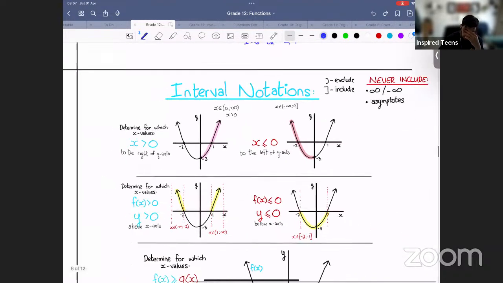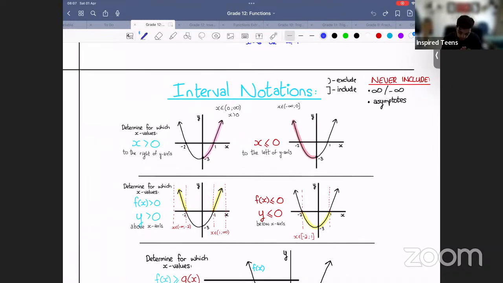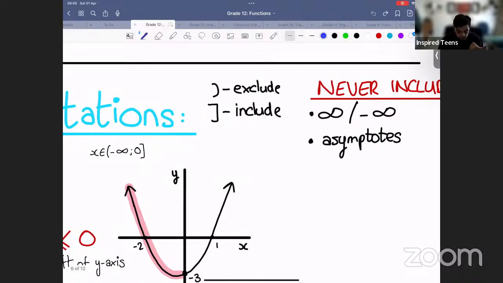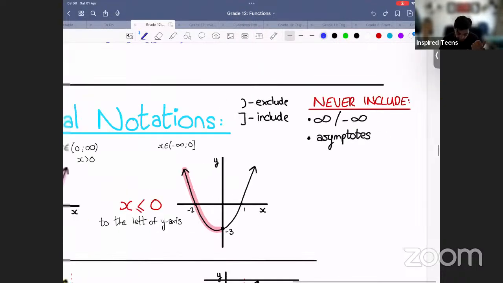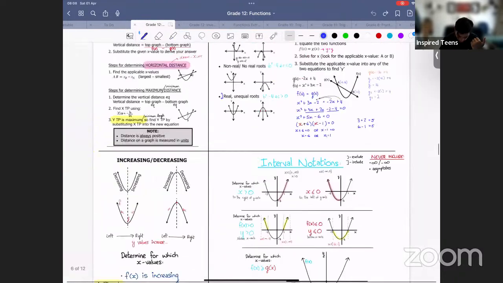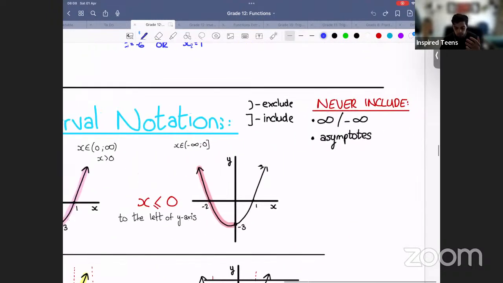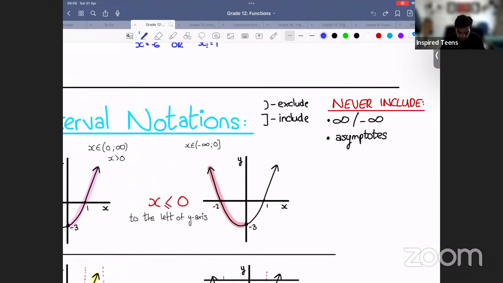Okay, so I was saying that last week we discussed interval notation, right? The first thing we discussed was include and exclude. We discussed the round bracket and the square bracket. The round bracket represents exclude, and the square bracket represents include. Include just means you're going to include the number on that side of the interval, and exclude means you won't include it, right? And the things we never include are negative and positive infinity, as well as asymptotes. When we deal with asymptotes and positive and negative infinity, we don't include those things.